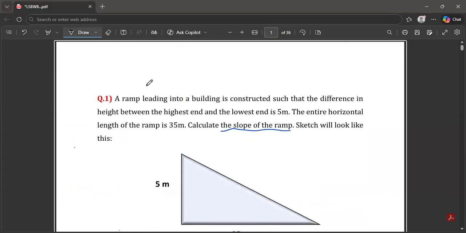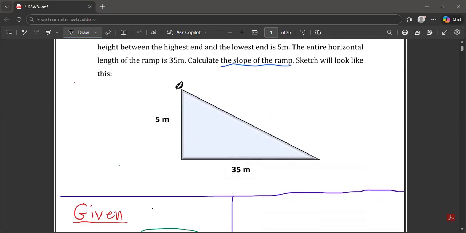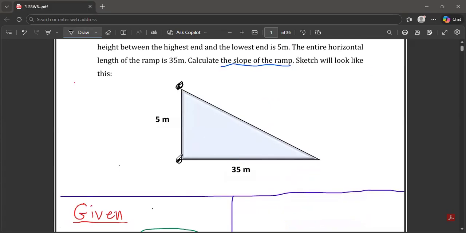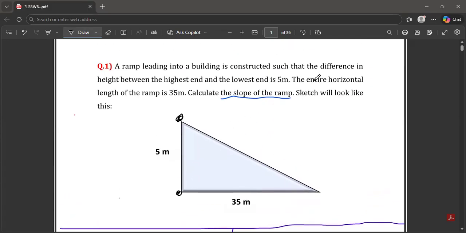Let's quickly go back to the question again. The question says that a ramp leading into a building is constructed such that the difference in height between the highest end, that is the highest end over here, and the lowest end is 5 meters. So it has already been calculated. Now the entire horizontal length is 35 meters, and this is it over here. Calculate the slope of the ramp.